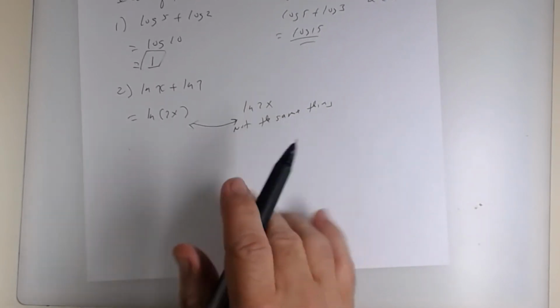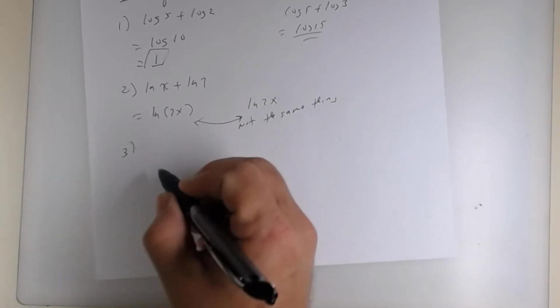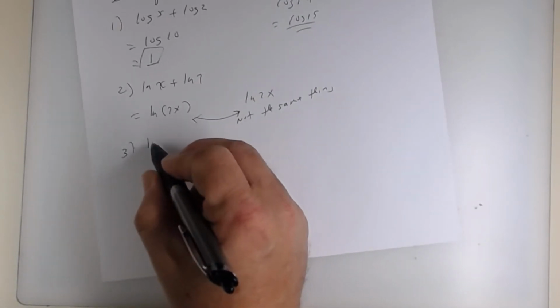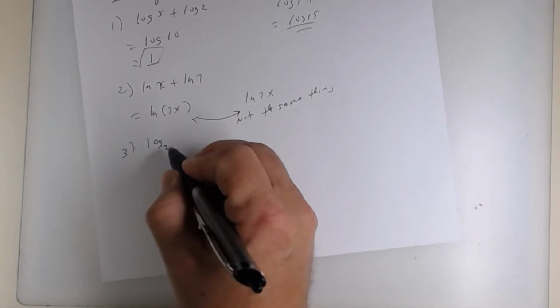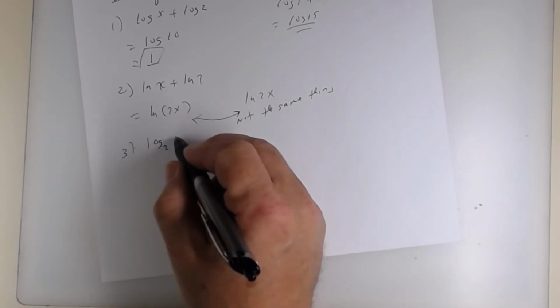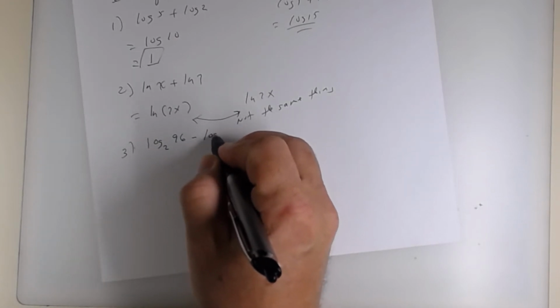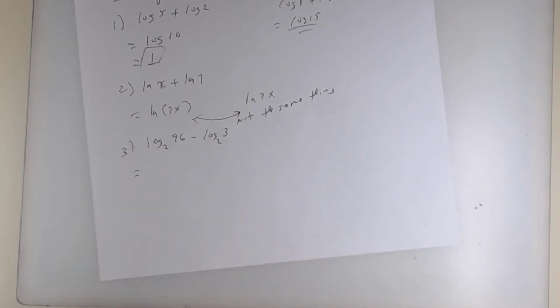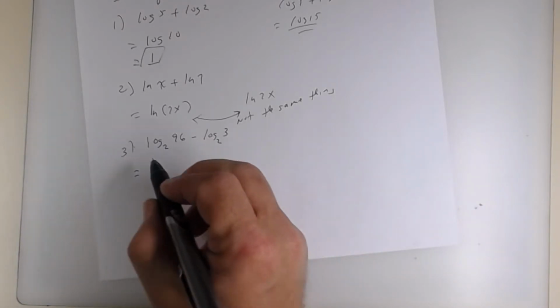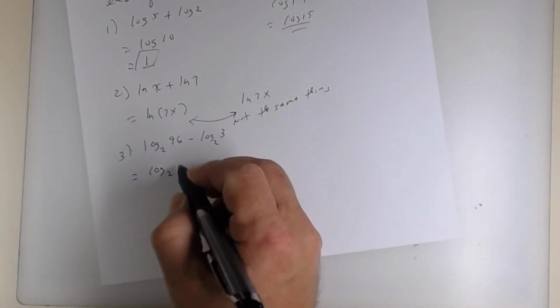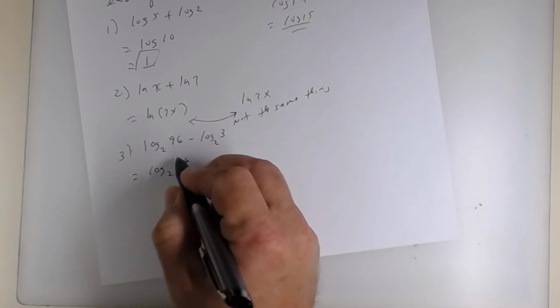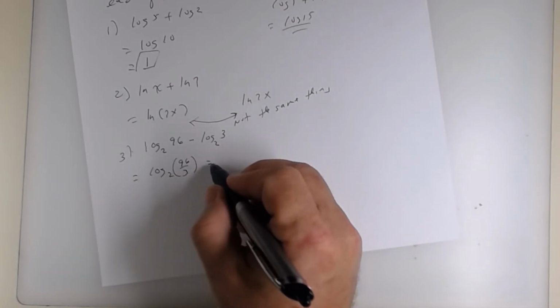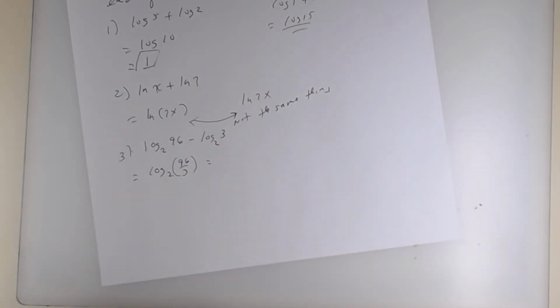All right, number 3. Suppose you had log base 2 of 96, subtract log base 2 of 3. And then what's 96 divided by 3?